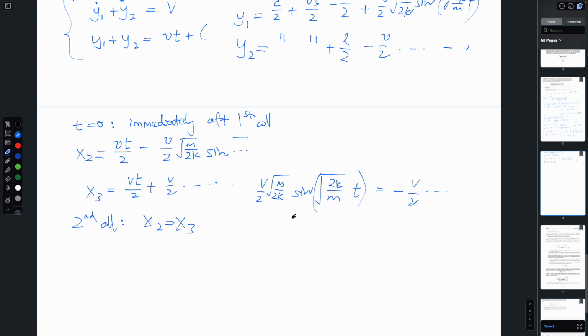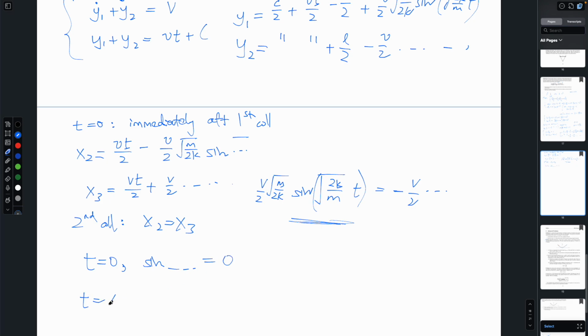Yeah, so basically the sine thing, 2k over m, it has to evaluate to 0 again, right? Because at t equals 0, it's 0. You know what I mean? At t equals 0, sine blah blah blah is equal to 0.